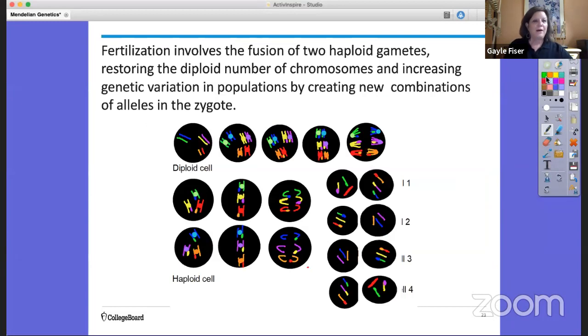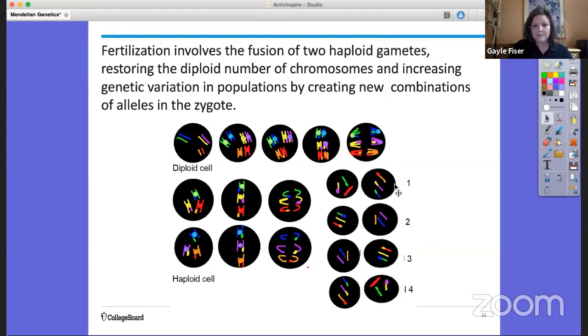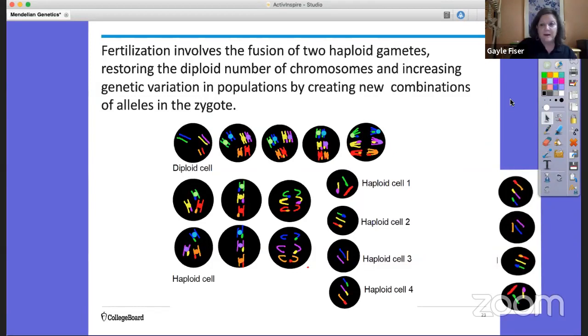Okay, now, fertilization involves the fusion of 2 haploid gametes, restoring the diploid number of chromosomes and increasing genetic variation in populations by creating new combinations of alleles in the zygote. So this is a meiosis drawing that I did for my class, and I use it every year. But let's start off talking about this right here. I was practicing earlier.